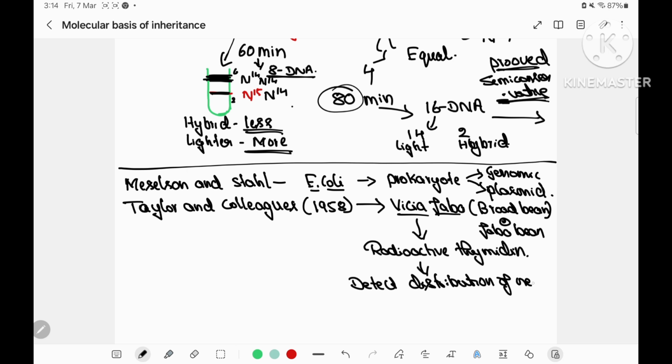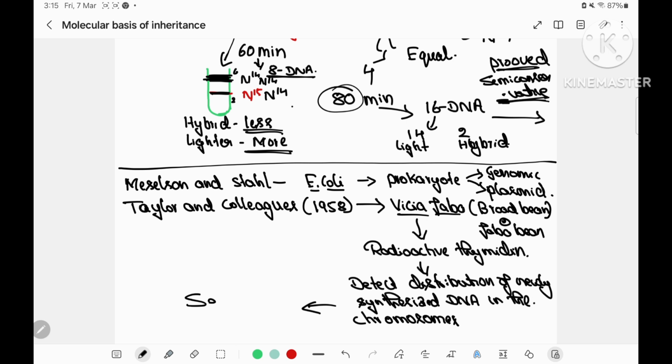So here, after the experiment, they proved that the chromosomal DNA replication also follows the same, that is semi-conservative DNA replication itself. Okay, so by this it is very clear that any DNA molecule in an organism, whether it may be a genomic DNA or a plasmid DNA, will always replicate by the semi-conservative method. That means the DNA molecule will retain one parental strand and it will synthesize a newly synthesized strand.